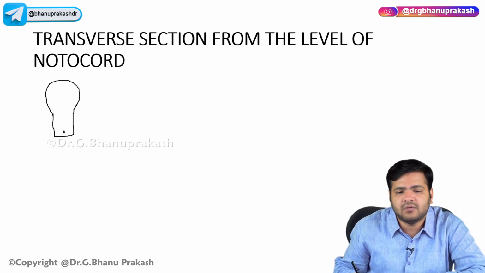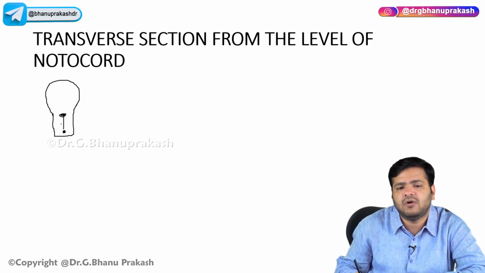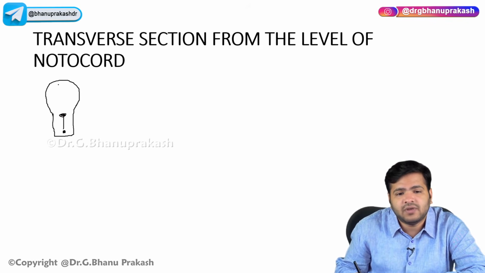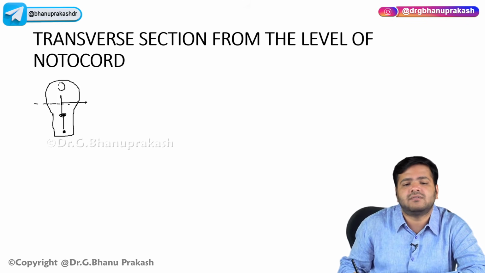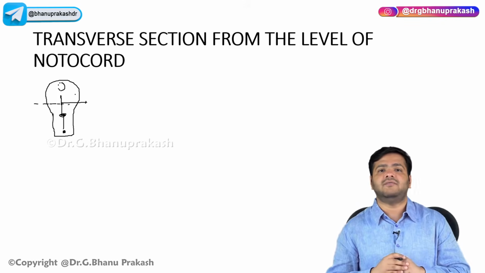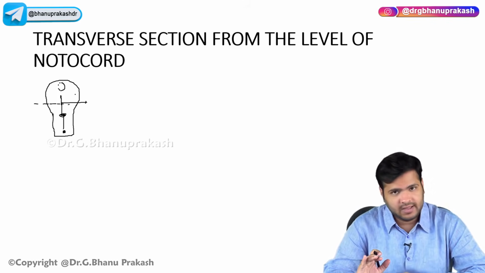You know, we have the cloacal membrane, we have the primitive streak, we have the primitive knot, right, and we already know we have this buccopharyngeal membrane, right, the procaudal plate, and we have the notochord in between. So this is the notochord, right? So at the level of the notochord we are taking a transverse section. Now what will happen? Now let us see what is there.